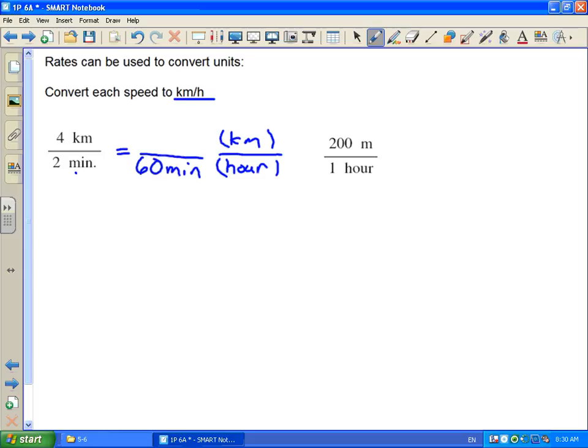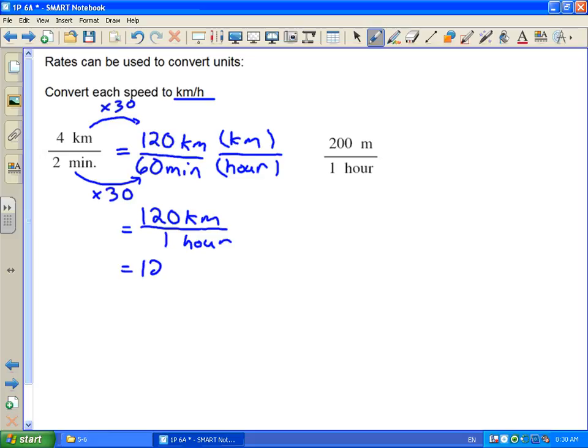Now, if we want to go from 2 minutes to 60 minutes, we have to multiply that 2 by 30. If we multiply the bottom by 30, we have to multiply the top by 30 as well. So 4 times 30 gives us 120 kilometers. So we can go 120 kilometers in 60 minutes. But 60 minutes is just 1 hour, so this is 120 kilometers in 1 hour, or 120 kilometers per hour, which is what we wanted.